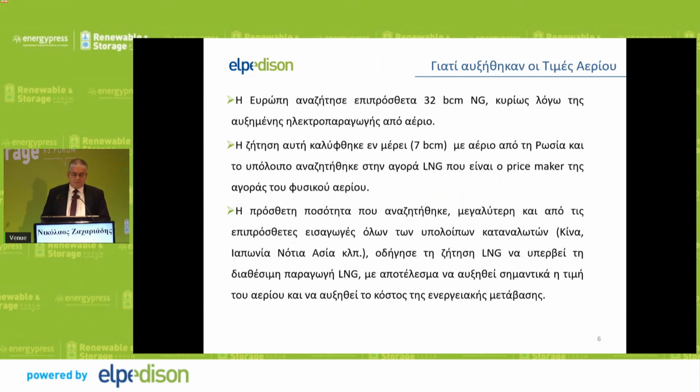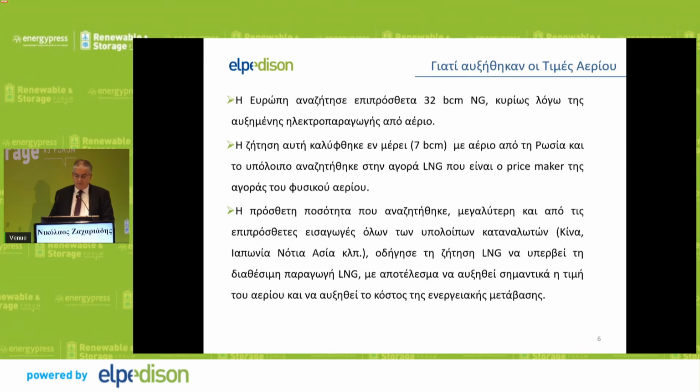So what caused the increase in the gas prices? Europe requested 32 BCM more due to the PTG, power to gas generation. The fact is that we are moving in the right direction, but perhaps not with the best avenue. So the gas came, the price was established due to the LNG market price, but a lot of people confuse the markets, LNG and natural gas, different pricing.